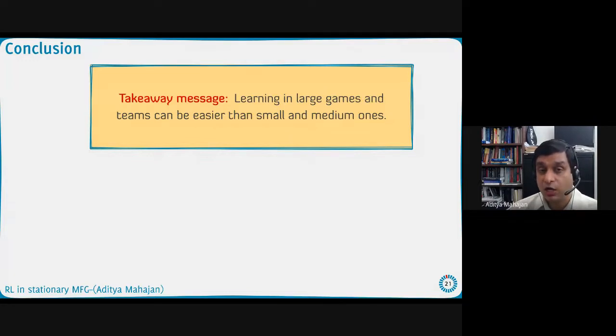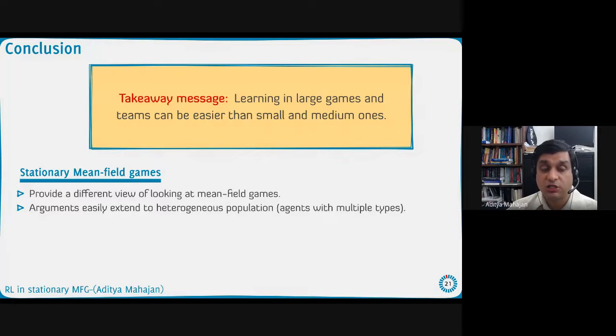But when we get to systems with a large number of agents with some form of symmetry between the agents, mean field approximations make it possible to have scalable planning as well as learning solutions. In this talk, I focused on the stationary mean field games. This provides a different way of looking at mean field games. As I said in the beginning, I presented everything for the homogeneous case, but all the results extend easily to the heterogeneous population, that is, agents with multiple types. And a very simple way to think of this is that I could just extend the state space and think of type as a component of the state, which does not evolve with time.